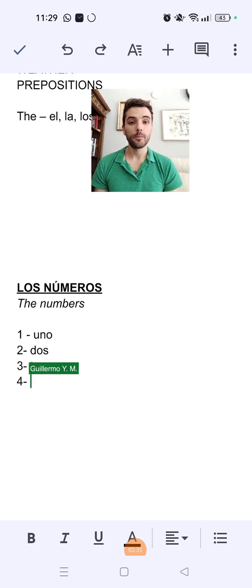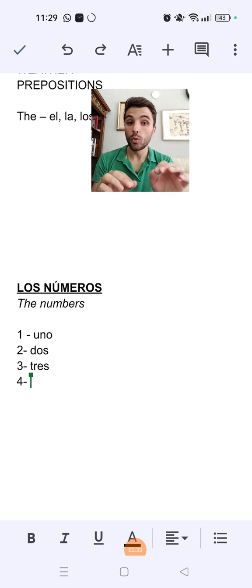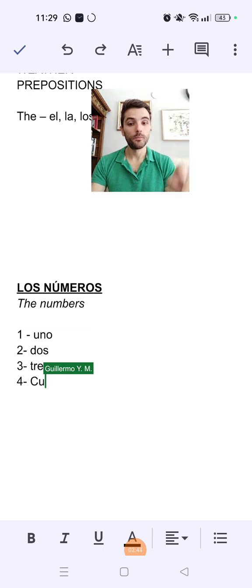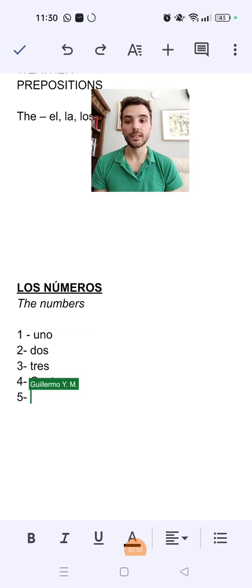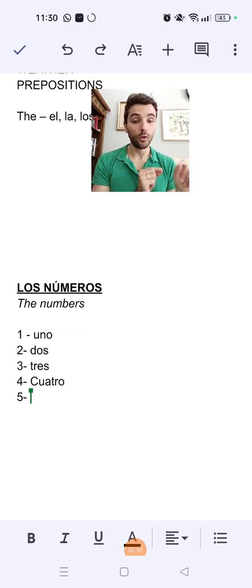Let's pick it up. Cuatro. Remember, the sound Q, it's not with the Q, right? It's with the C. Like Cuba. Cuatro. Okay. Many of you may write it with the Q. It is not correct, okay? Cuatro with the C. Cuatro. Excellent.